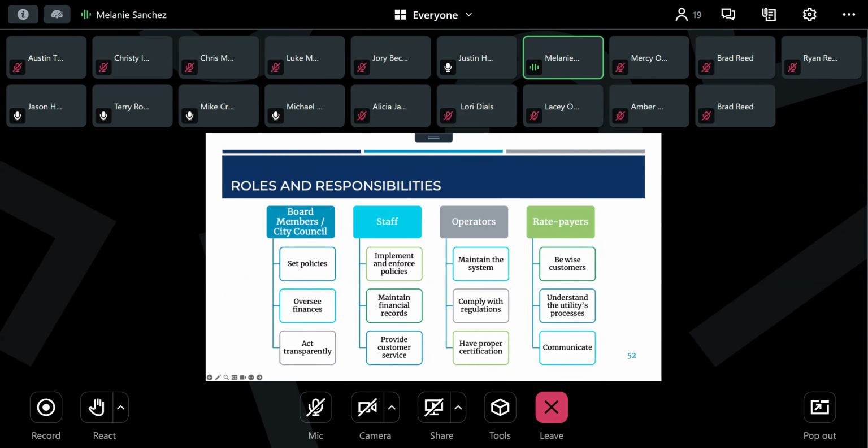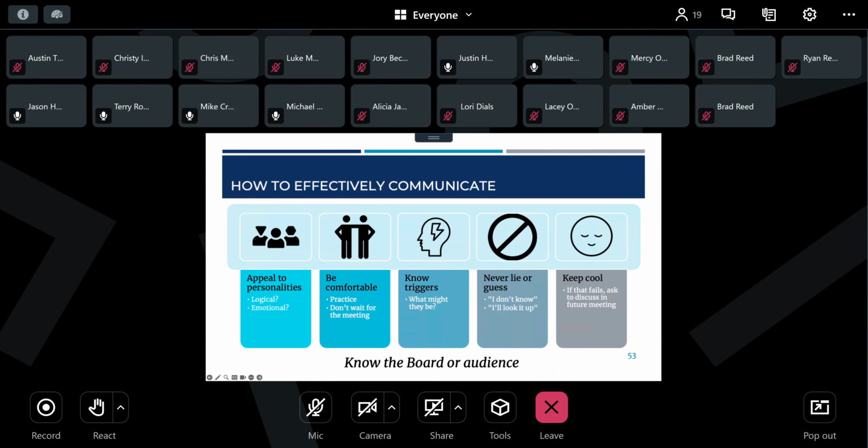So helping us understand the unique roles and responsibilities of the stakeholders is pretty paramount to effective communication and collaboration and overall success of the utility. Effective communication with the board is essential for the smooth functioning and decision-making within your utilities. You should aim to know the board and the audience, right? It's vital to understand your board members, their backgrounds, their priorities.